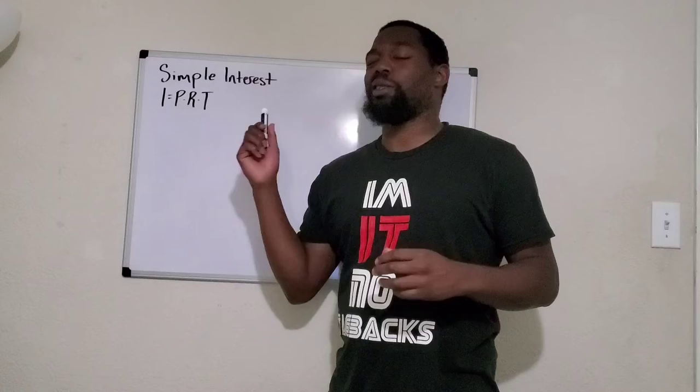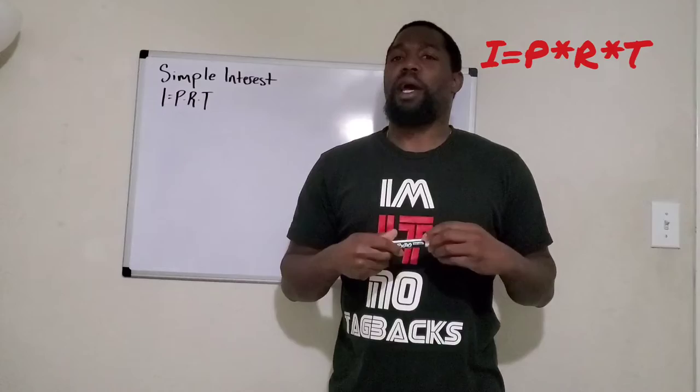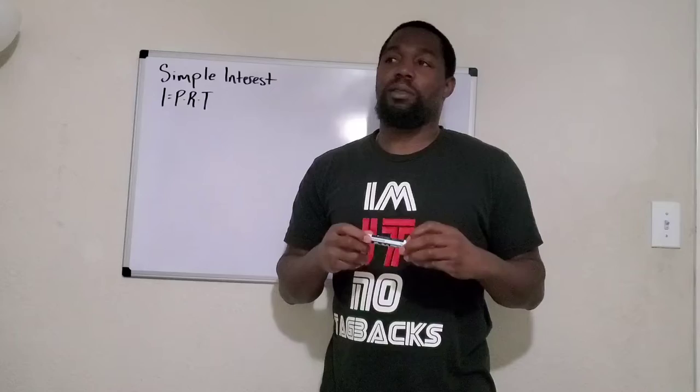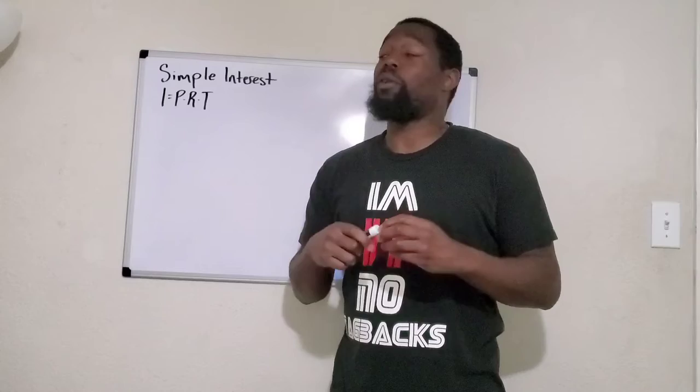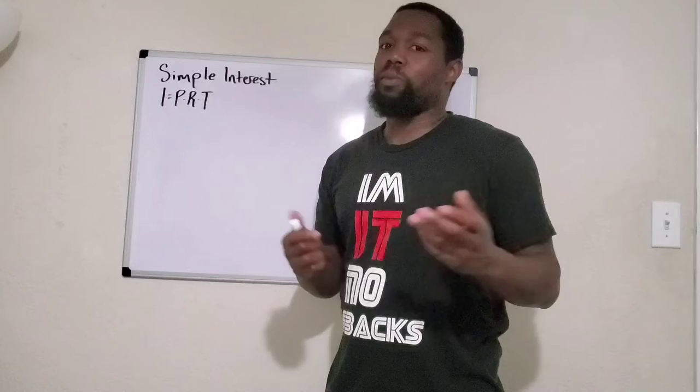All right, so here's your formula, I equals PRT. Now, some of y'all may remember that I said this formula is easy to remember if you don't have it, because sometimes they won't give you your formula. If they don't give you your formula, you can remember this formula as I party, right? So that's kind of the way that I remember the simple interest formula, and maybe it'll help you, maybe it won't, but I equals PRT, that's I party.